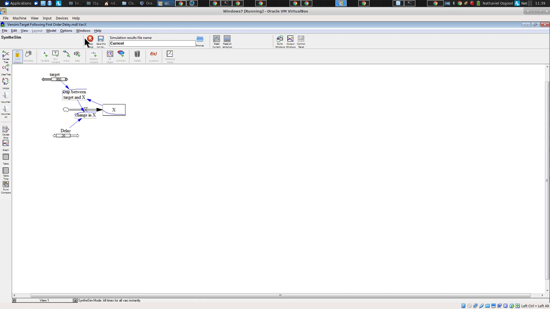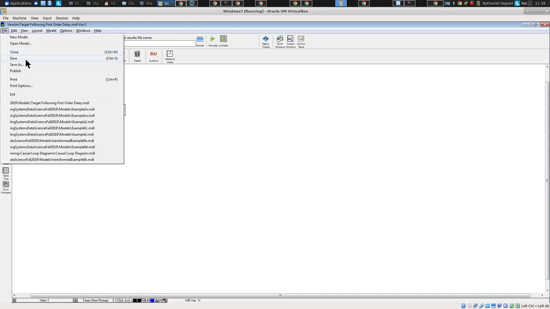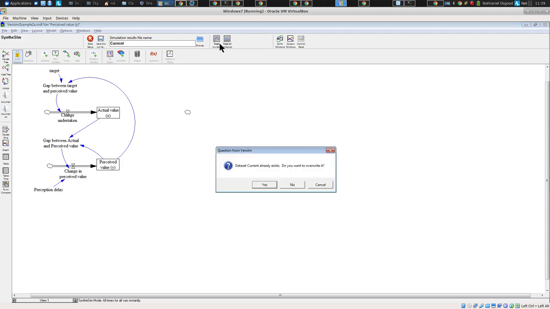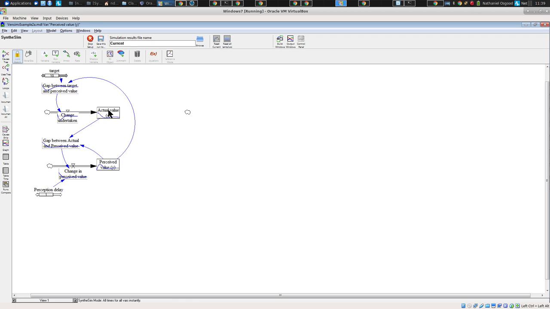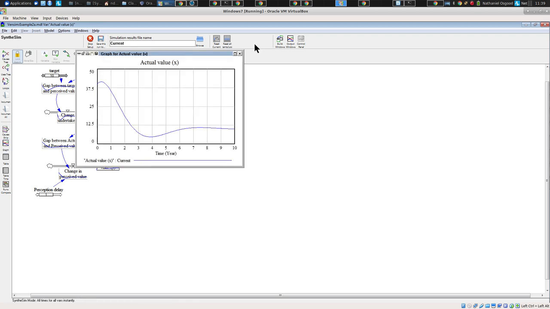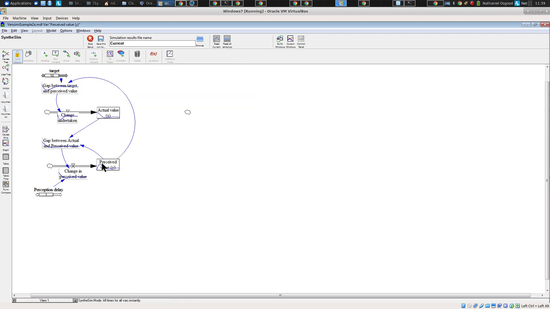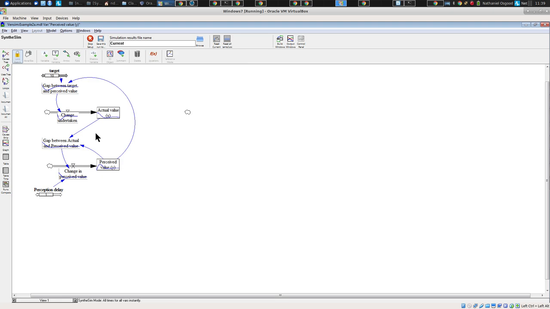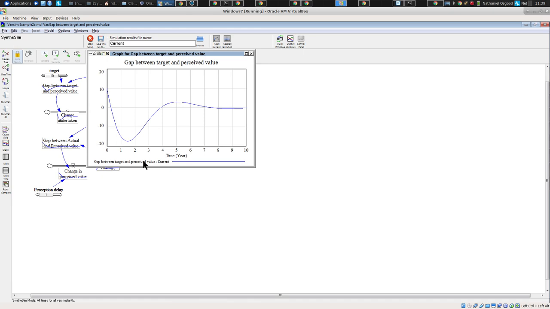Here we go to Vensim. Let's get out of that, split that joint, and here we go. Ready? There you go. Here's, for example, the actual value, and here's the perceived value. Oscillations. Why oscillations? You overshoot. Take a look at this gap between the delay and the actual.